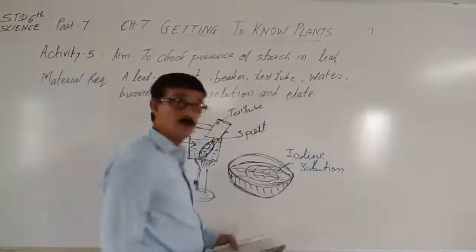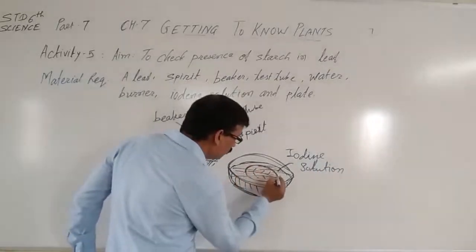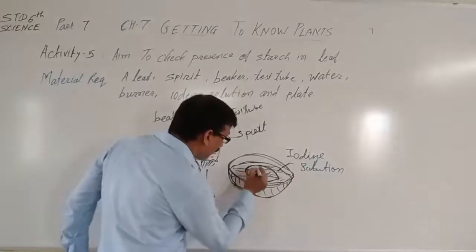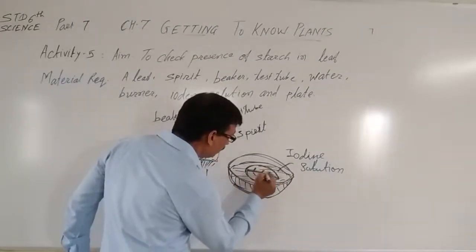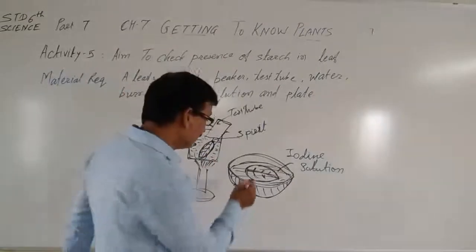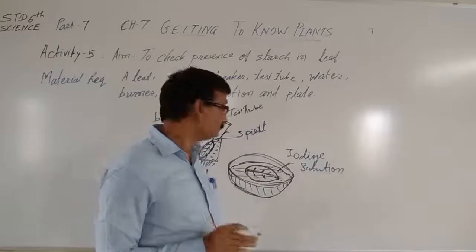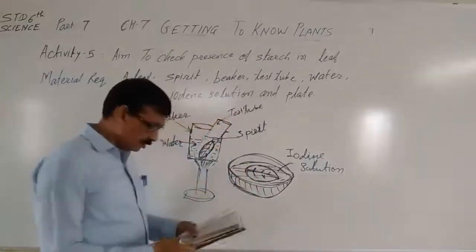Iodine solution. Okay. Now, in this you can see our leaf. This is our leaf without green color. Okay, and it is in the iodine solution. So what?